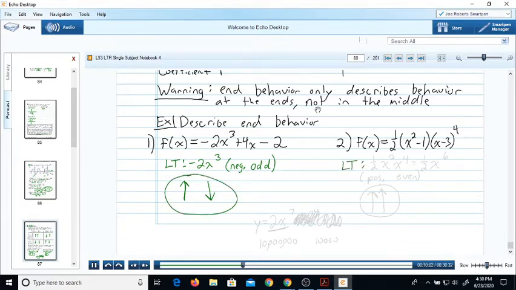Leading term is going to be 1/2 times x squared times x to the 4th. When simplified, that is going to be 1/2 x to the 6th. So notice this is positive out front and even degree, 6th degree. So as x goes to negative infinity, it'll be increasing, and as x goes to positive infinity, it'll be increasing. In other words, both tails are going up. And we'll come back to this end behavior. It'll be crucial when we start graphing these.